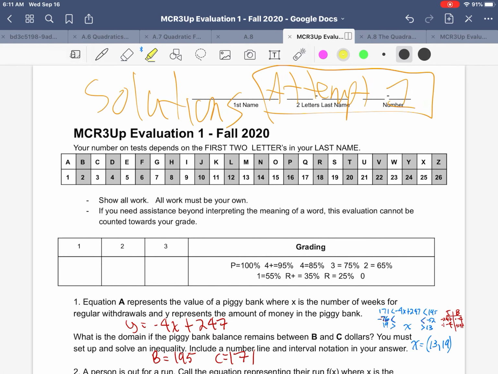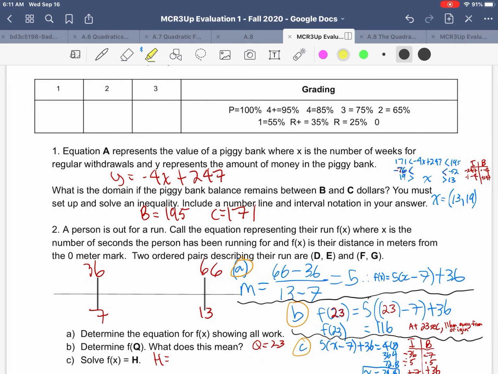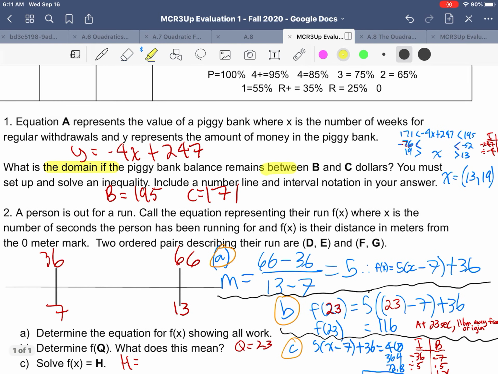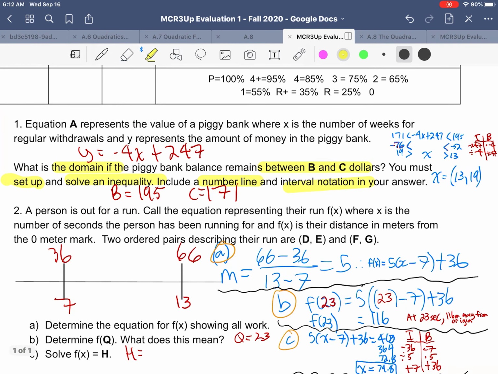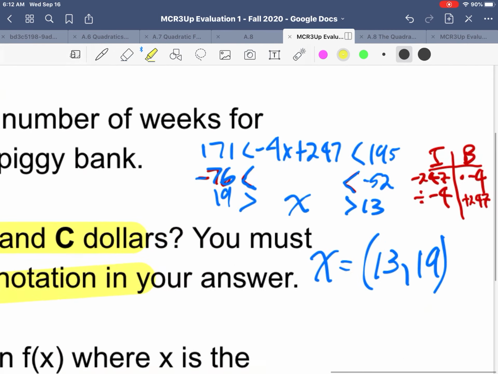All right, so first one. The question asks for what is the domain between B and C dollars. You must set up and solve an inequality. Include a number line and interval notation in your answer. The equation is given as negative 4x plus 247. This is money in a piggy bank. So how do we do this?